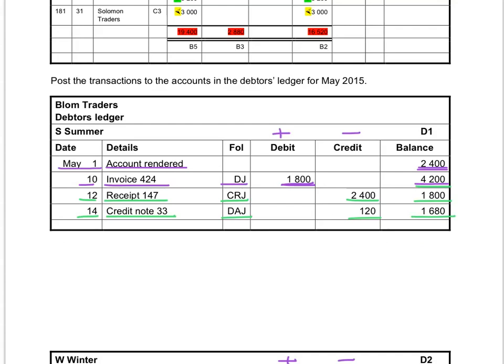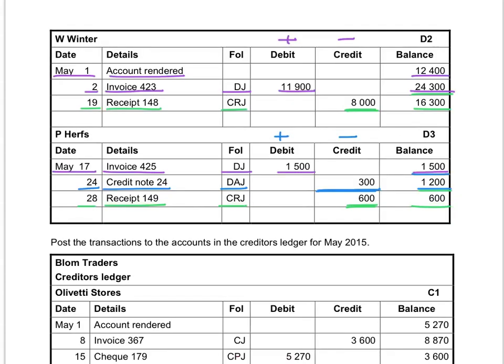At the end of the month, we will record the closing balances in the debtors ledger in a debtors list to determine what is the total amount that the debtors owe. So S. Summer owes 1,680, W. Winter owes 16,300, and P. Harps owes 600 Rand.